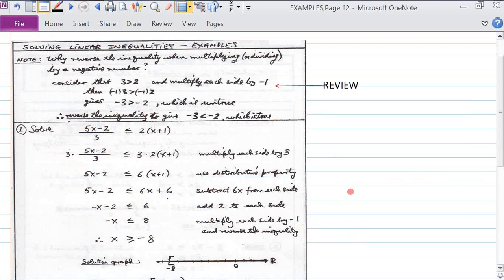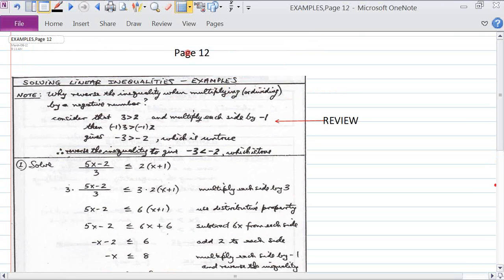Okay, now we will go on and we'll look at page 12. And this is just a review of what we just spoke about here. We just spoke about this, that if we have 3 greater than 2 and we multiply each side by minus 1, then the direction of the inequality reverses. So we get 3 greater than 2, minus 3 is less than minus 2, which is true. So 3 greater than 2, multiply the left by minus 1, multiply the right by minus 1, and change the direction of the inequality.